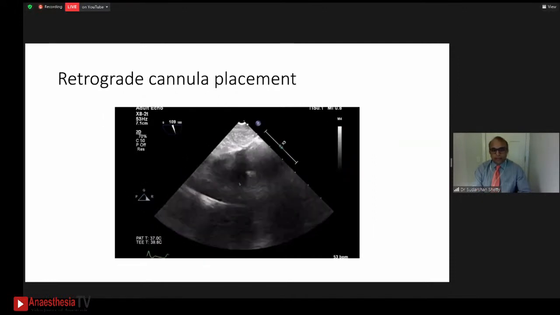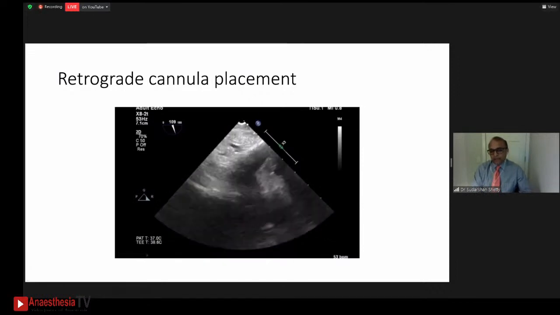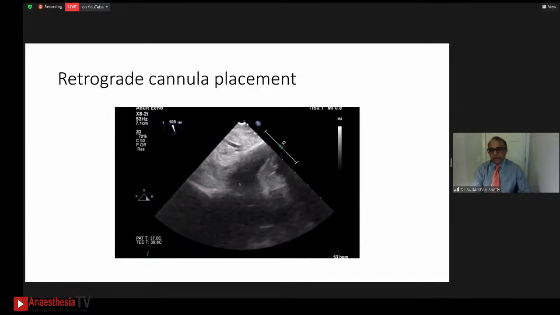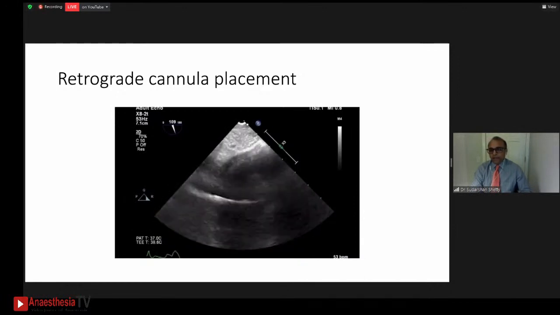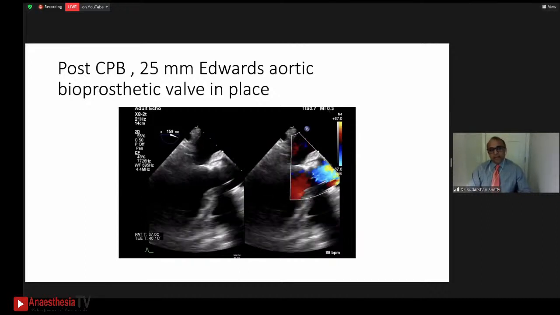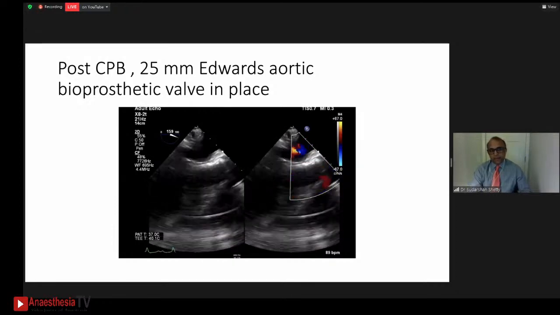And that's the retrograde cannula placement. The surgeon struggled because it was a small incision. And here you can see the placement of the retrograde cannula. So we recorded the one image where the surgeons were successful. They had to try a few times before this. So it's not always easy to place the retrograde cannula with a small incision. And this is the post-bypass image. There's a 25 millimeter Edwards Resilia bioprosthetic aortic valve in place.